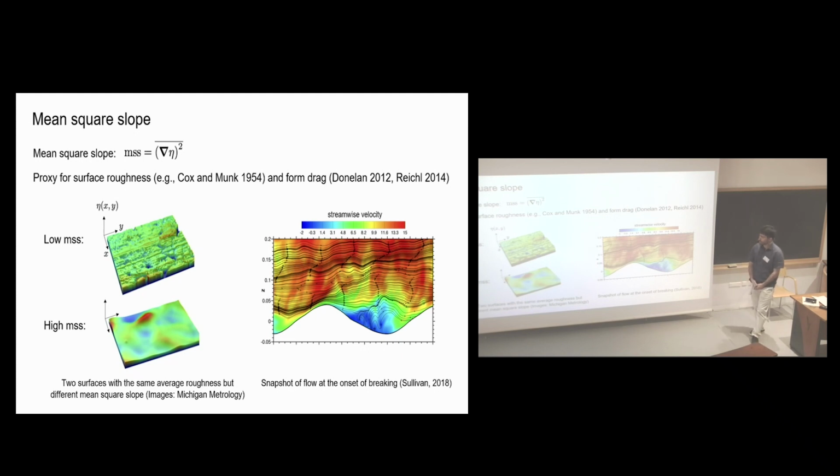There's also been some work showing that mean square slope is related to form drag, some parameterizations, and this is a result, a snapshot, or a clip I took from the Sullivan 2018 paper, of flow at the onset of breaking. In that paper, they then describe mean square slope as one of the primary variables that correlates with their measurements of form drag.